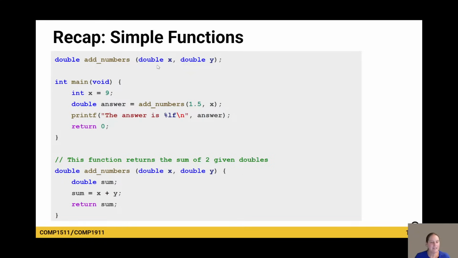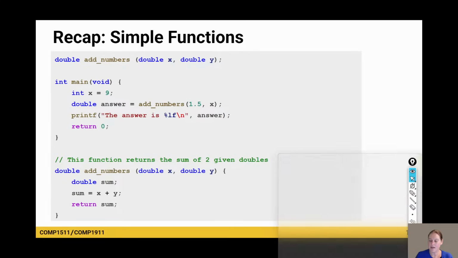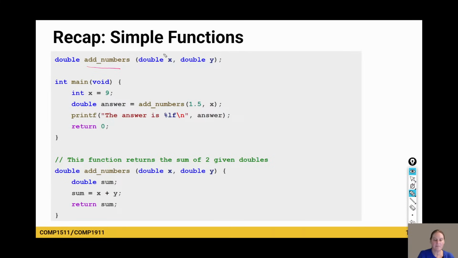Now here's another function, and this one is very simple. Do we really need a function to add two numbers together? Not really, but it's a very simple example so we can see how things work. Up the top, we've got our prototype. We've got the name of the function, which is called add numbers. Add numbers is going to take two double inputs, and it's going to return a double. And in the main, we're using this add numbers function.